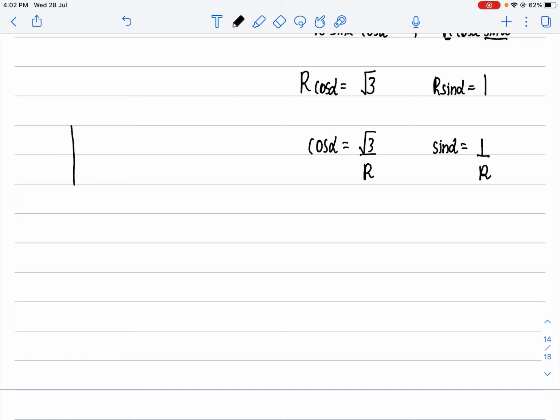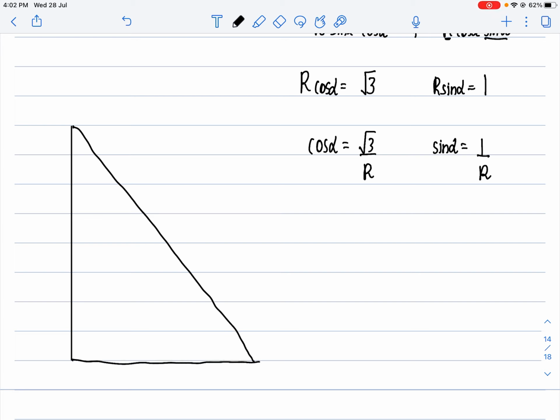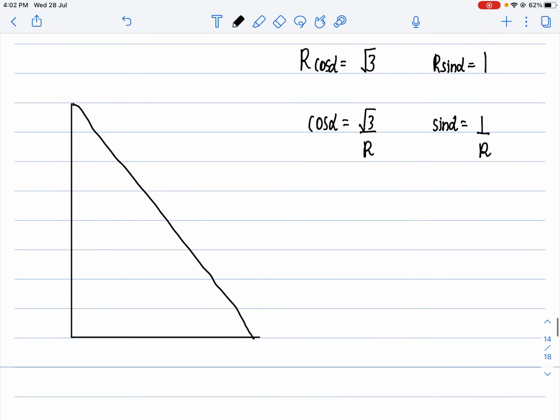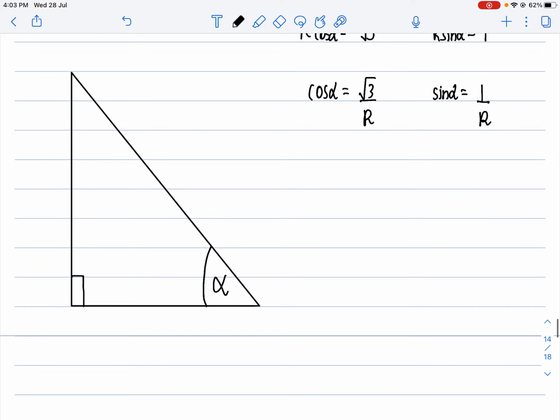You basically draw a right angle triangle, correct? Your right angle triangle let's say looks something like this. This is the 90 degree, and I'll just draw this line in a better way. Yeah, okay, so this is a right angle triangle. Let's see the angle here which you have, because there's alpha here and alpha here. The angle which you have here is alpha, correct?